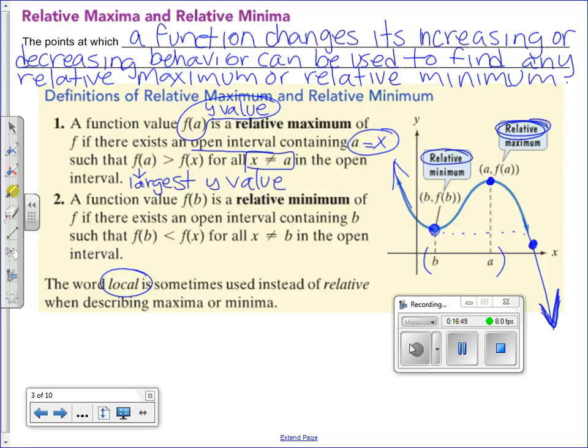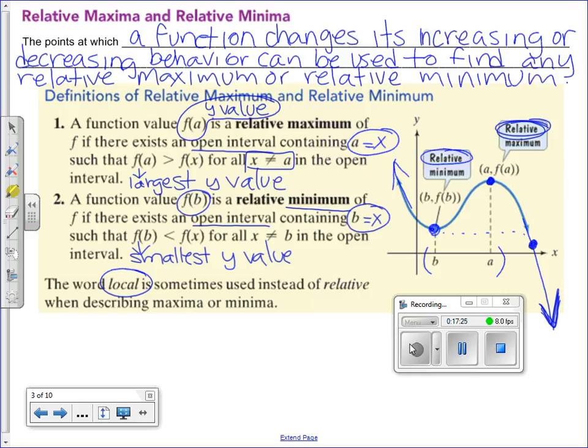So the next one, we have a function value f of b. Again, that is the y value. That will be the relative minimum, the smallest, if there exists an open interval, again, we're talking about open intervals, containing b, remember b is the x value, such that f of b, so in this case, this will be the smallest y value.